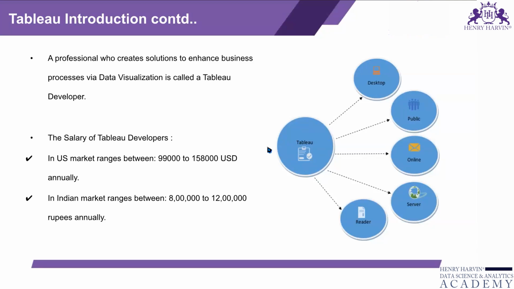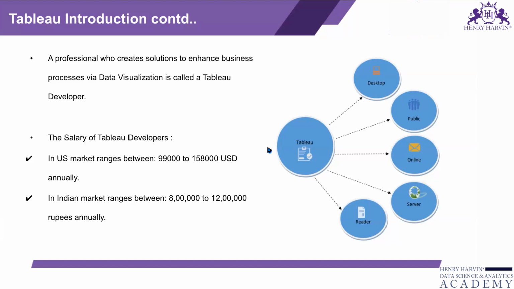Moving forward, a professional who creates solutions to enhance business processes via data visualization is called a Tableau developer. Now here you can see there are types of Tableau: one is Tableau Desktop, second is Tableau Public, third is Tableau Online, and then there is Tableau Server. Tableau Reader is basically used to see what you have done. All these five are really important. To view those four, for example desktop, public, online, and server, you use the reader, to use collaborative measures for others to view your system, right?